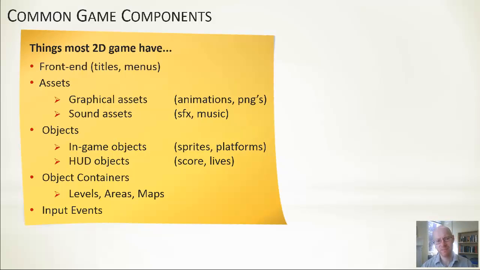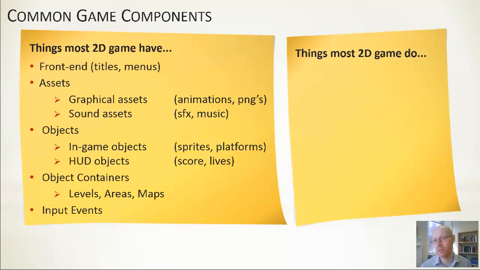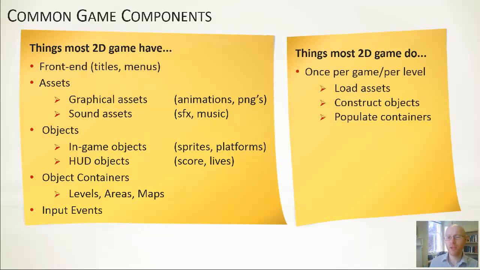Now, that's things that games have. Related to that are also things that games do. So we'll talk about their behavior, their functionality. I've got two groupings here. One's per game or per level. So these are things that the games definitely do, but they don't do it that often.